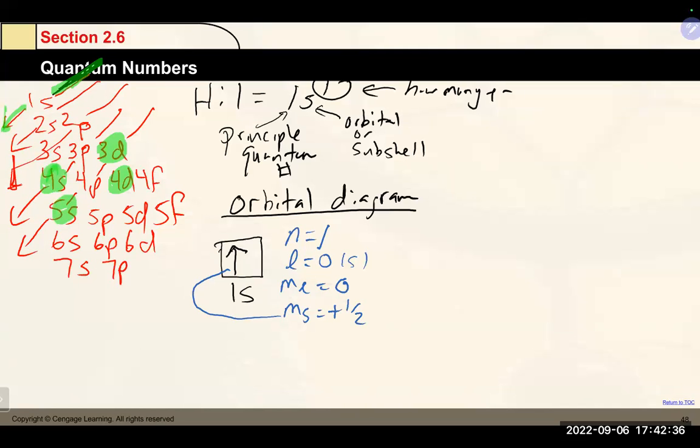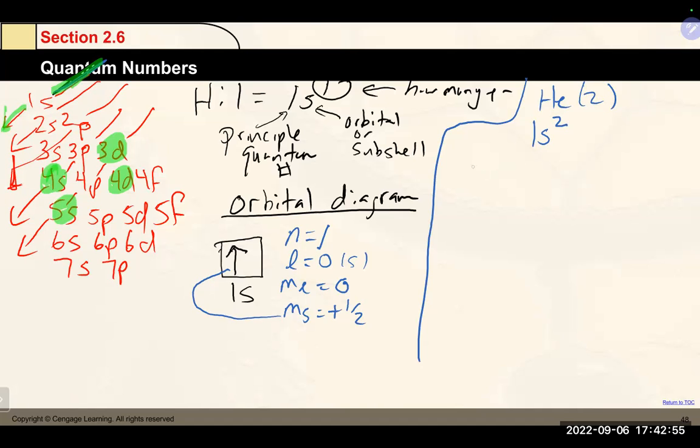Okay. Then let's continue on here. We're going to go to helium next, which is 2. So helium is 2. Once again, we would start at the very top here. It would be 1s2 in this case. That would be the electron configuration for helium.